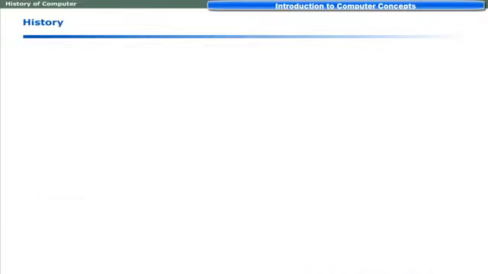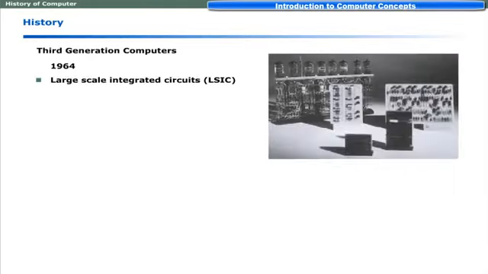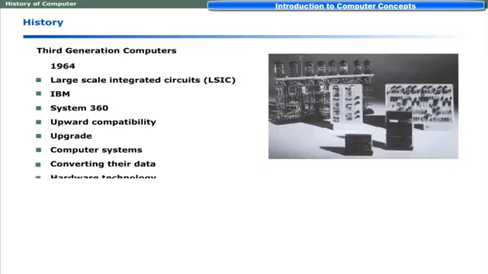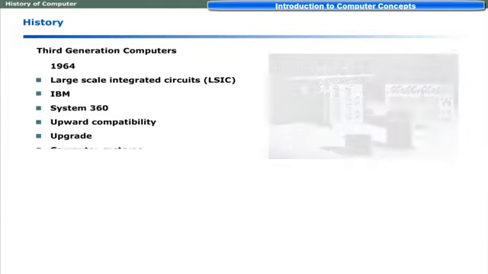Dear learners, technology was rapidly changing and third-generation computers were introduced during 1964. These computers used large-scale integrated circuits. IBM developed System 360 with the idea of upward compatibility that allowed companies to upgrade their computer systems without converting their data. Besides developments in hardware technology, scientists were busy developing techniques to interact with the computer to perform a variety of tasks.